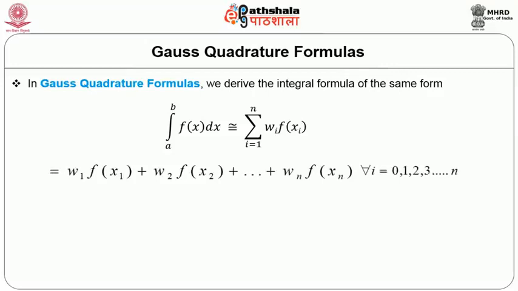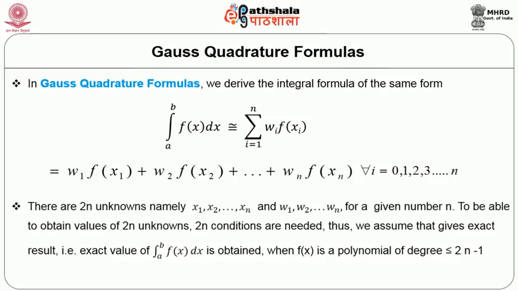See, Gauss quadrature formulas are of the form integral from a to b of f(x) dx as w1 f(x1) plus w2 f(x2) plus so on wn f(xn), that is sigma i equal to 1 to n of wi f(xi), where our weights as well as abscissas are unknown. So we derive the abscissas and weights in such a manner that this formula is of highest precision possible. So this is of the type where abscissas are unknown as well as weights are unknown.